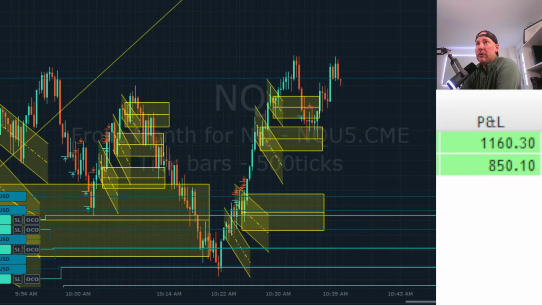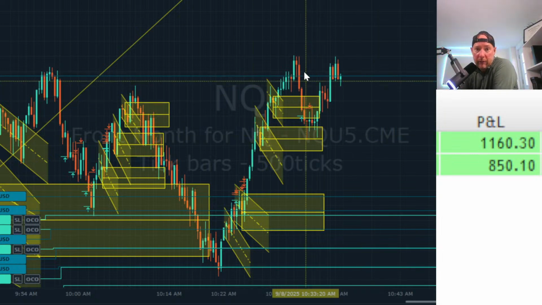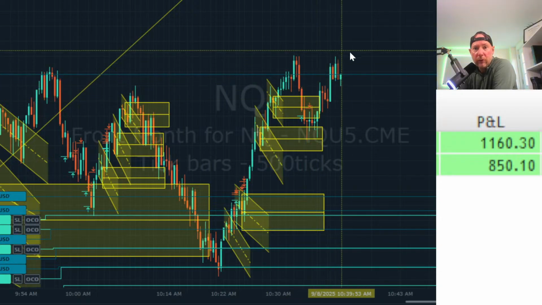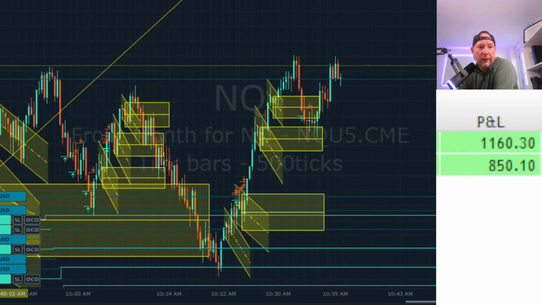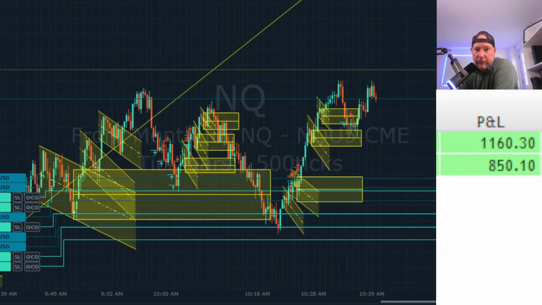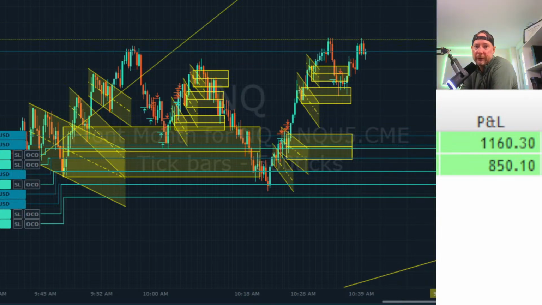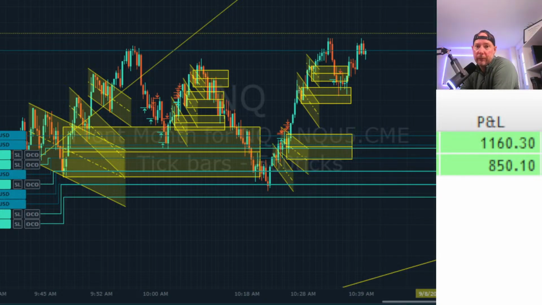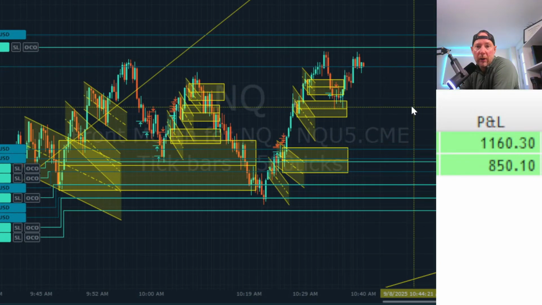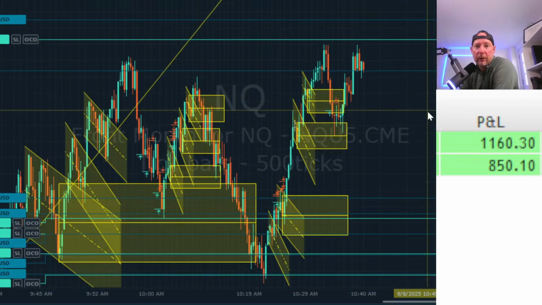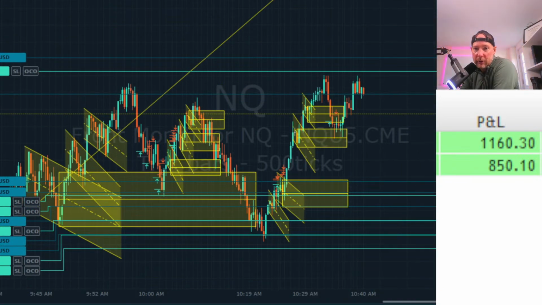Okay, the way I'm looking at this now is we have the sort of a pullback here. Now we got 1, 2, and then I think we're gonna rip through this line here. But it's a risky trade. Itching to take it, but I don't know. Maybe I could do one. We could do one. And then if not, if it fails to break out, then we'll try to get ourselves out of it. That's gonna be our exercise. Let's see if we can do it.